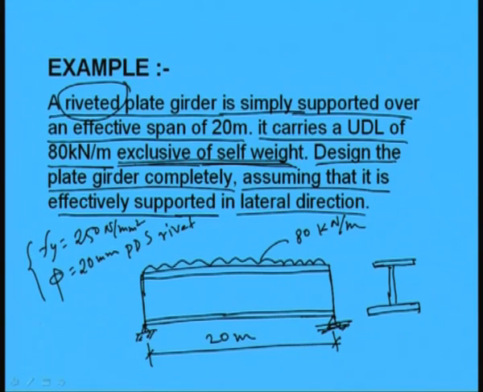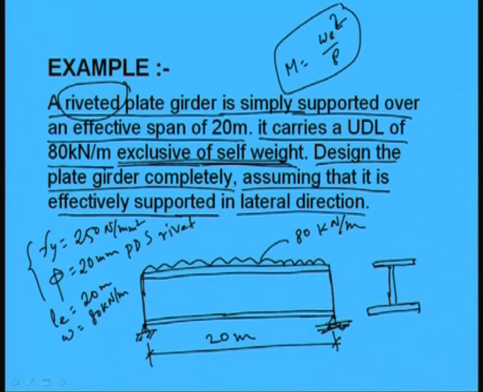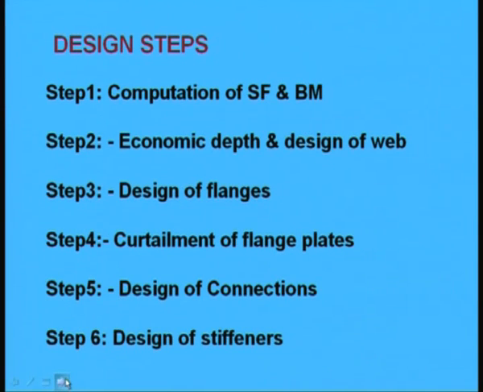So, these are the details of the example. What are the things given? Very preliminary things are given. One is the effective span LE, that is given as 20 meter, the UDL load W has been given as 80 kilonewton per meter, right, and it is simply supported, right. Simply supported means M will become WL square by 8, the maximum moment will develop from this formula, right. Let me go through some steps before starting the example.